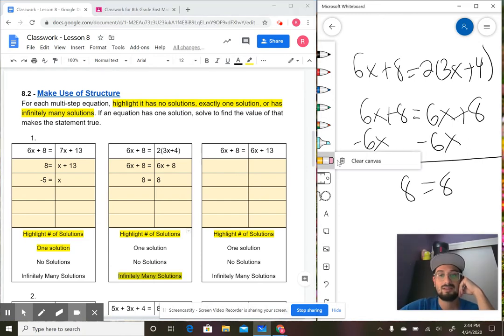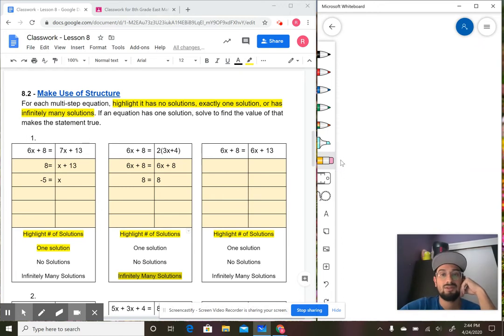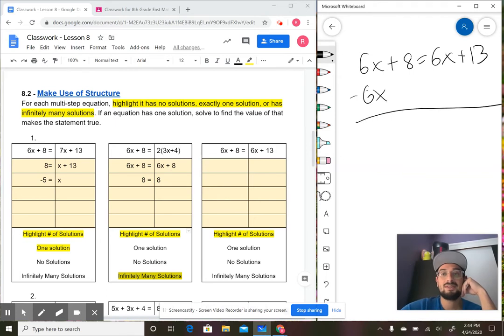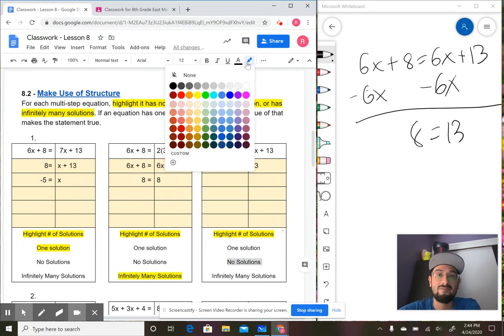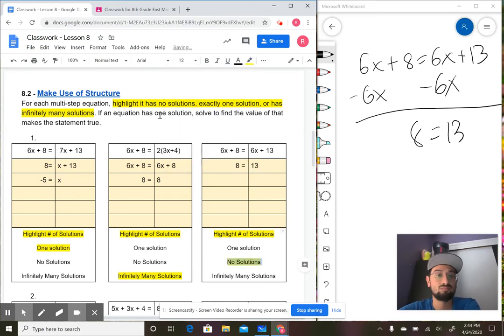So now let's clear the canvas. So go to the next one. 6x plus 8 equals 6x plus 13. Subtract 6x on both sides, and you get 8 equals 13. Okay. So 8 equals 13. Those are different values. So that means that they're parallel lines that don't cross. So no solution. It's a false statement. Okay.